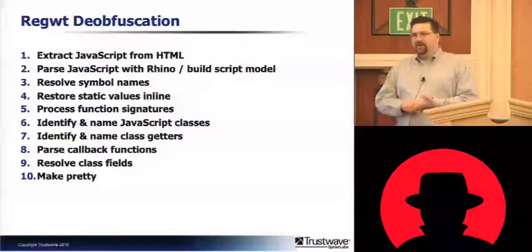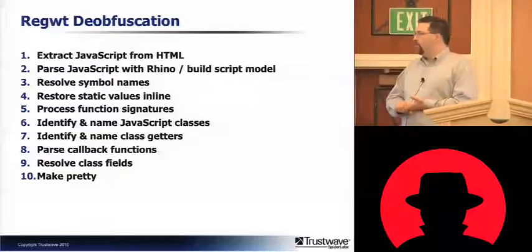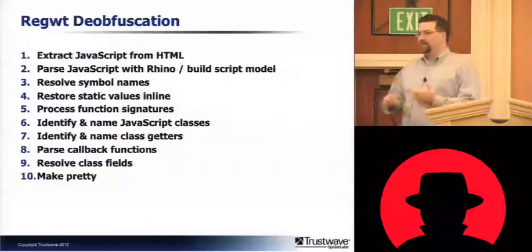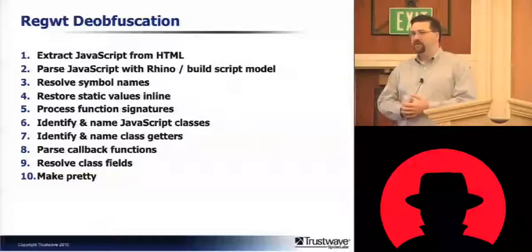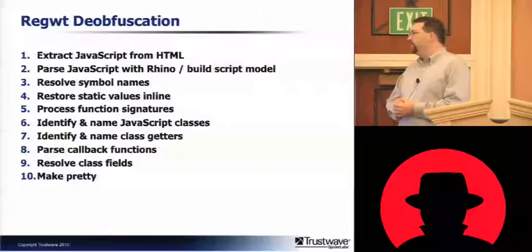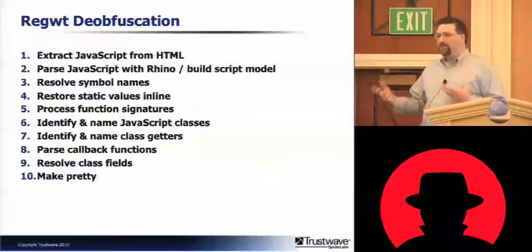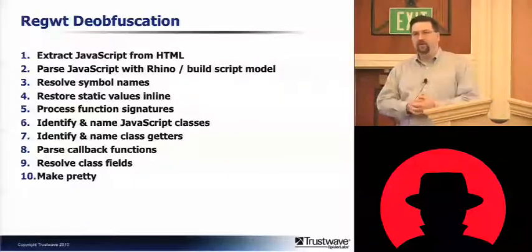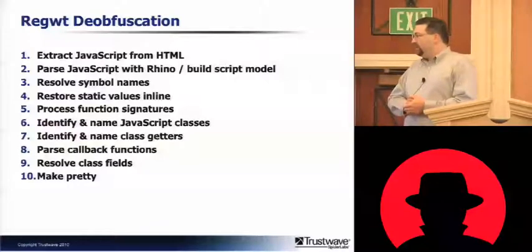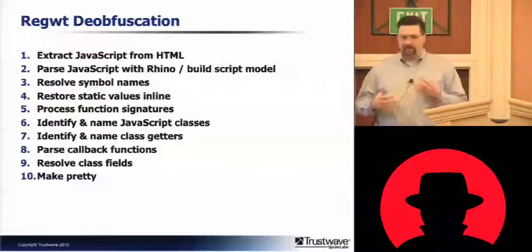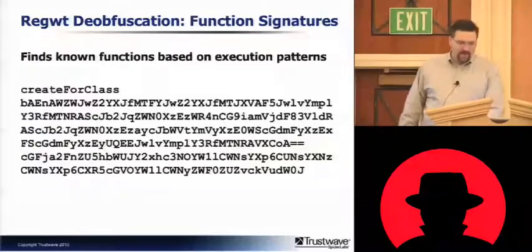JavaScript classes are identified and named. I'll show a little bit about that later too. Seven is to identify the class name getters, which basically has to do with how classes are handled by GWT internally within JavaScript. The callback functions are parsed. Callback is effectively how RPC is handled within the browser. Finally, the class fields are resolved where possible to make them a little bit more readable. And then everything is thrown back together, made to look all pretty, a little bit more formatted.